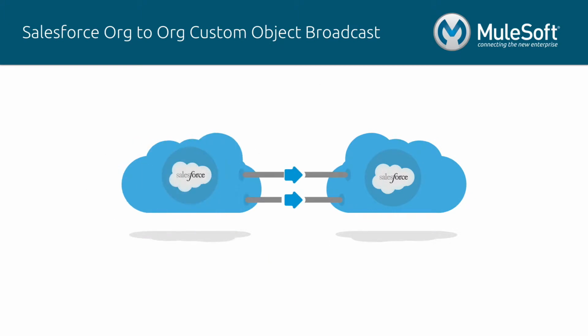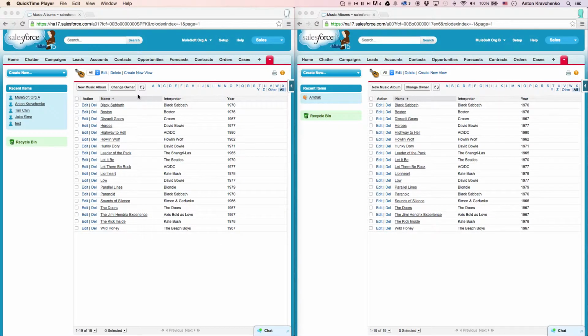In this video, I will show you an example of an organization that utilizes this template to broadcast its custom objects from one Salesforce instance to another in real time. We will also specify a filtering criteria. In this case, a custom object will be filtered depending on the year. Right now, let's see how it all works.